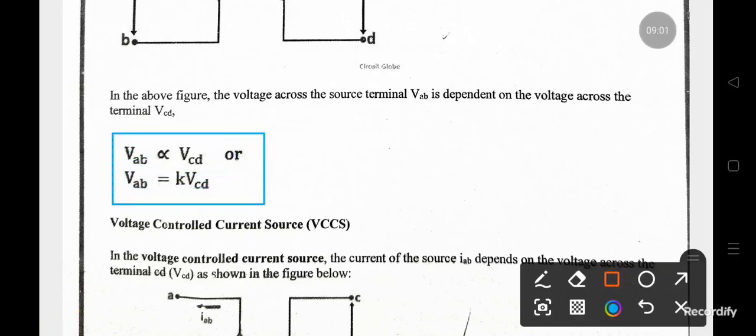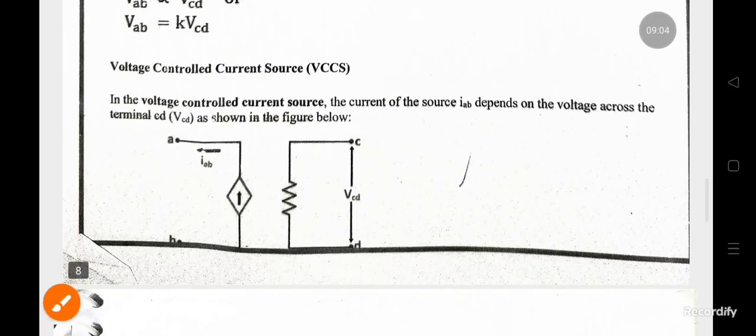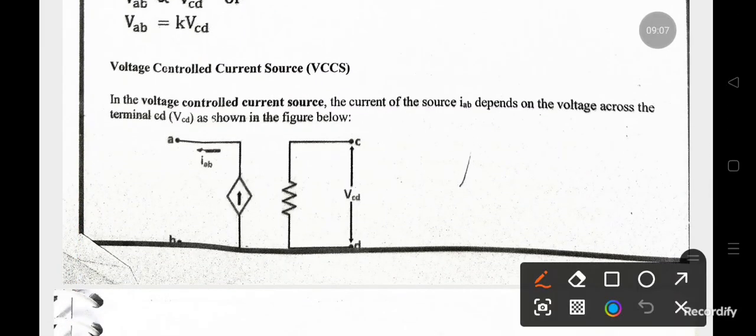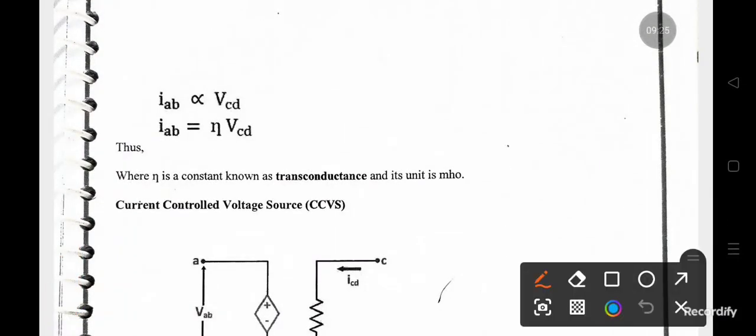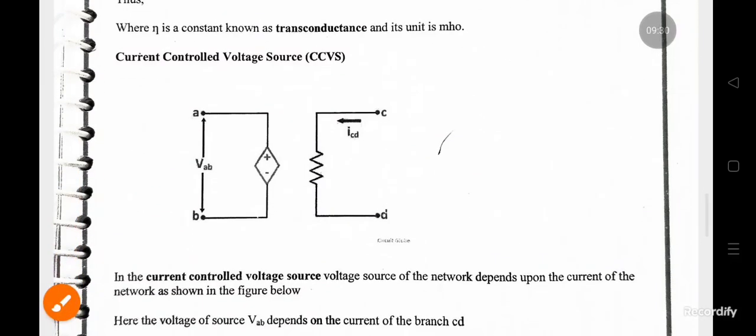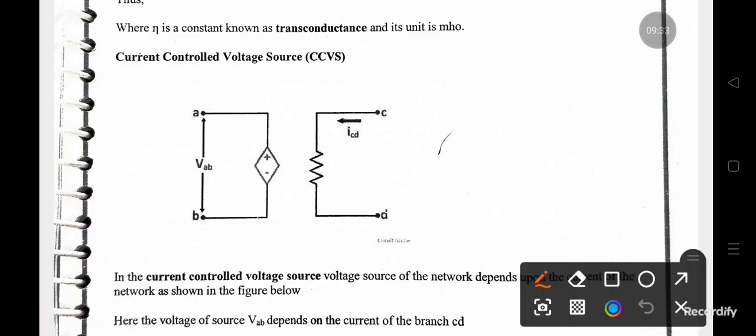Second one, voltage controlled current source. We can also represent it as VCCS. In the voltage controlled current source, the current of the source IAB depends on the voltage across the terminal CD, VCD, as shown in the below figure. Here, IAB is directly proportional to VCD and IAB is equal to eta VCD, where eta is a constant known as transconductance and its unit is mho. Mho is nothing but opposite of ohm.